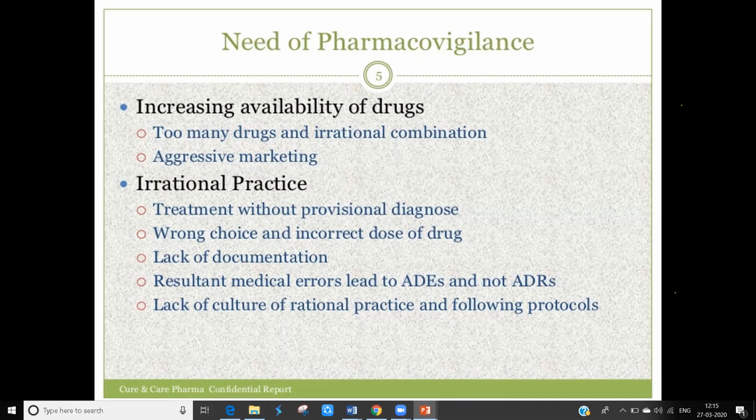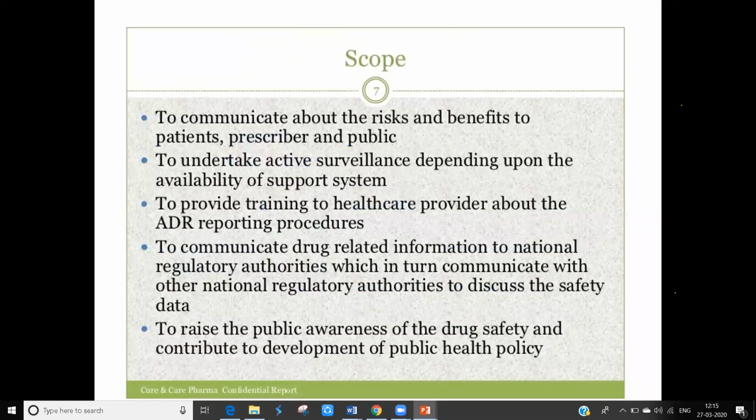And also there is a lack of culture for rational practice and following protocols and all those things. There is a lot of scope for a pharmacovigilance center. They communicate about risk and benefit to patients, prescribers, and the public. And also we have to take active surveillance. That's the thing which we call active surveillance.